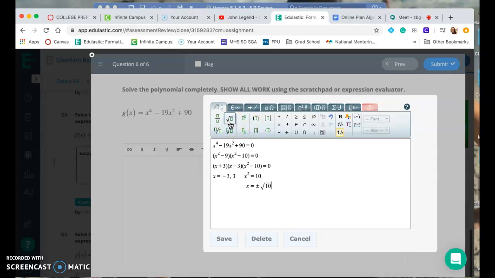If that radical can be simplified further, then you will. And now I know my final answer is going to be plus or minus 3 and plus or minus the square root of 10. And that would be all of the work that you need to show.